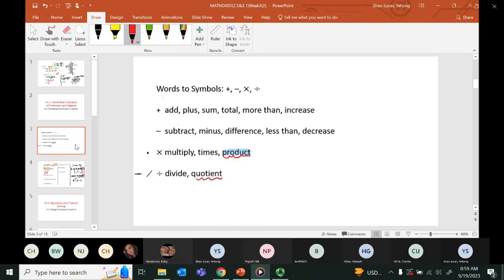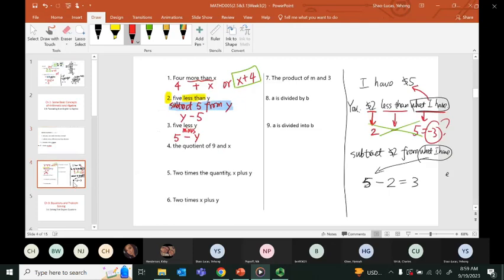Again, product, if you didn't know this before, product means multiplication, times, and quotient means division. And we also follow the order. So the quotient of 9 and x, so we know we do division. First you write down the symbol 9 and divide it by x. And because for division we have 3 symbols, any of these will work, whichever one you like. You don't need to give me all 3 of them, just one would be fine.